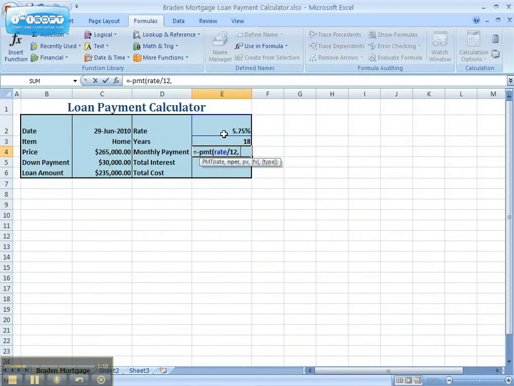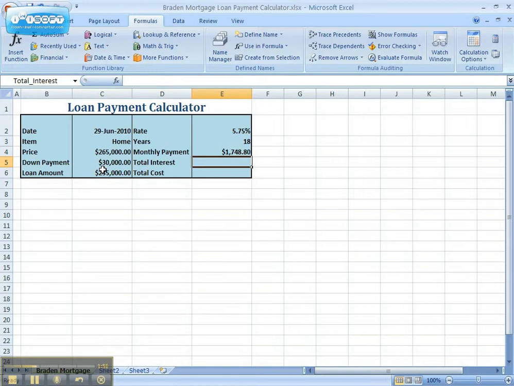Put a comma in, and the next part of the function is the number of payments. The number of payments is going to be years. That's going to be this cell, where it says 18 times 12. So 18 years, 12 months in a year, 18 times 12 is the number of payments. The last part of the function is the loan amount, and the loan amount is just going to be this cell right here. I click on it, it fills in loan amount for me. Close that off, and I hit enter, and Excel calculates the monthly payment for me.